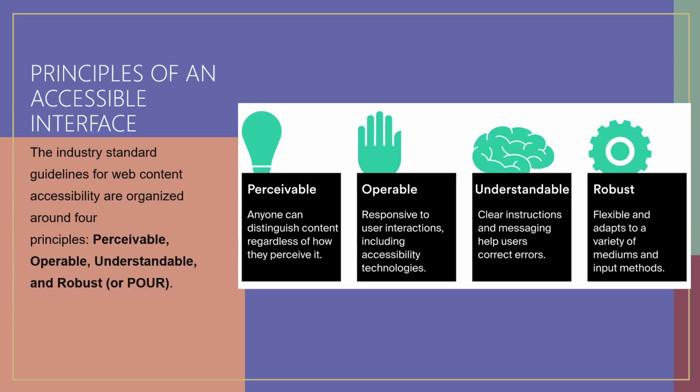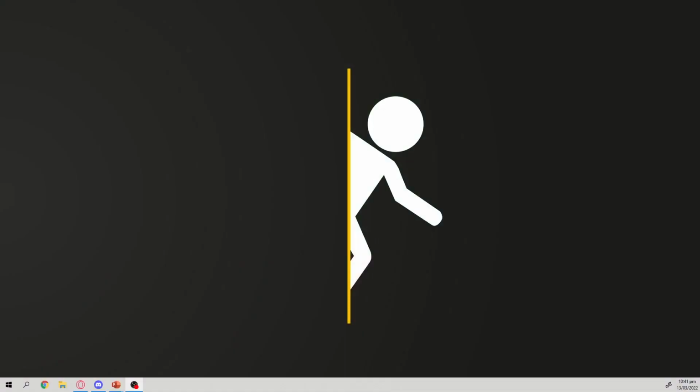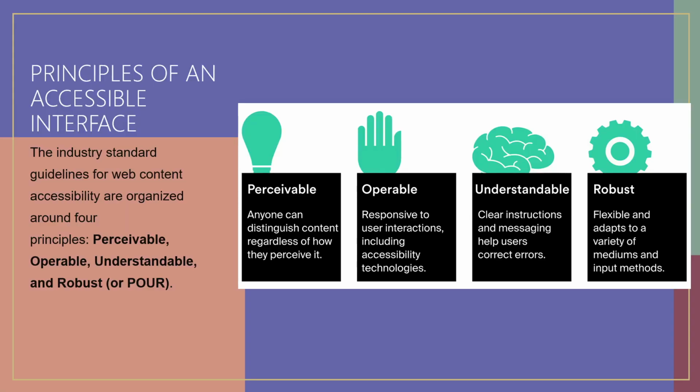What are the principles of an accessible interface? There are four principles of an accessible interface. The abbreviation for it is POUR, and the industry standard guidelines for web content accessibility are organized around four principles.